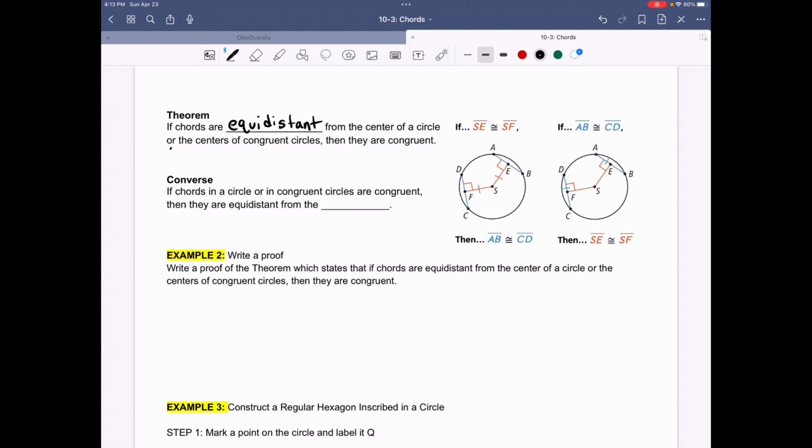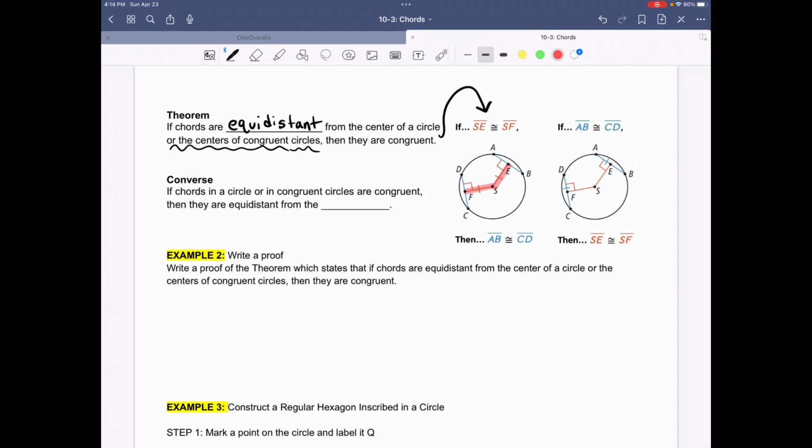The second part, we're not really going to see this one, but if they showed two circles with chords and they showed parts of it being equidistant, then it would apply, but that just makes it longer. If you just know the first part of it, that's good. So this is the picture of the theorem, and you can see SE and SF are right here. SE and SF. That's how far the chords are from the center. If those distances are congruent, then the chords are congruent.